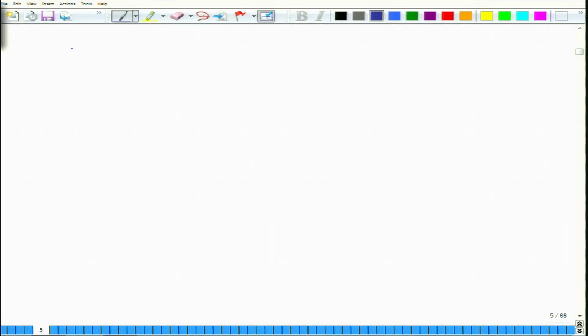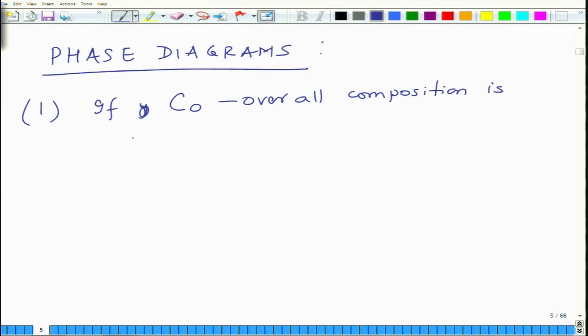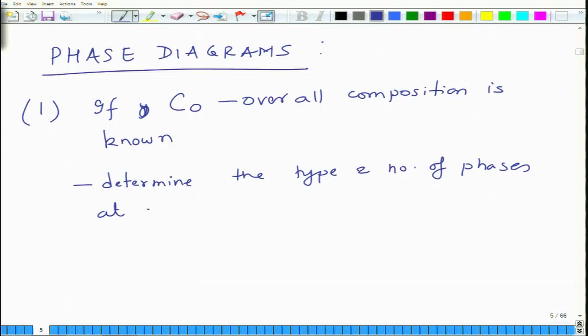Let us see what you can do with the phase diagram. So, what is the use of phase diagram? So, first thing is, the phase diagram allows you, as we have seen, if let us say C0, the overall composition, is known, then you can determine the type and number of phases at a given temperature. So this is the first utility of phase diagram.